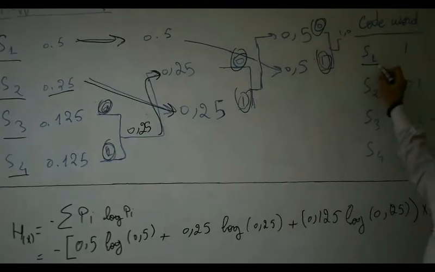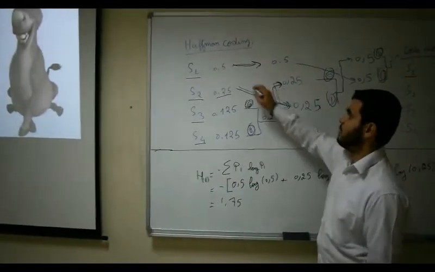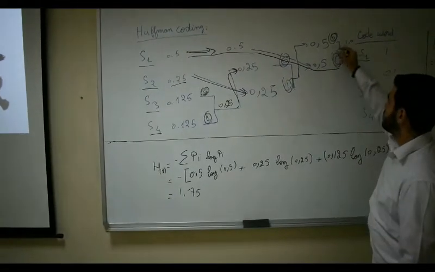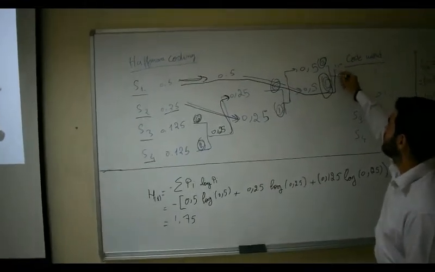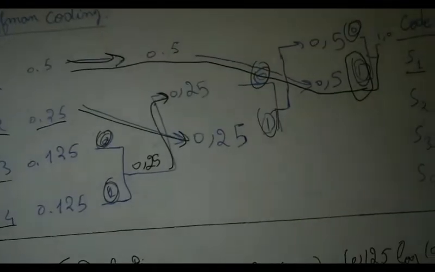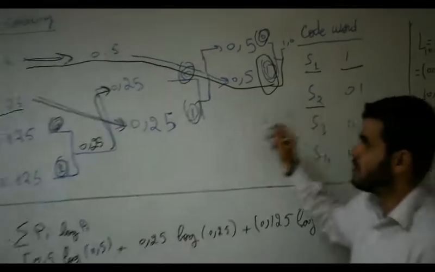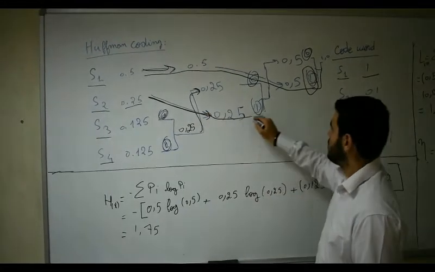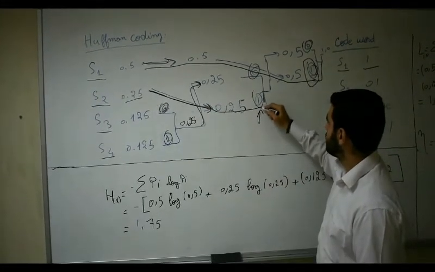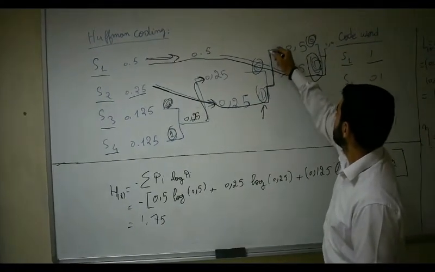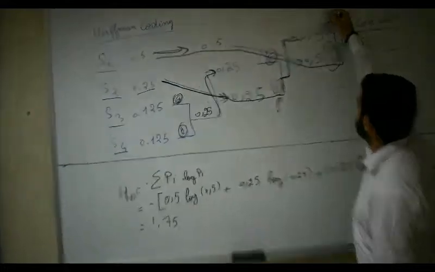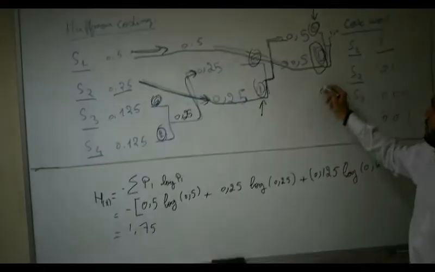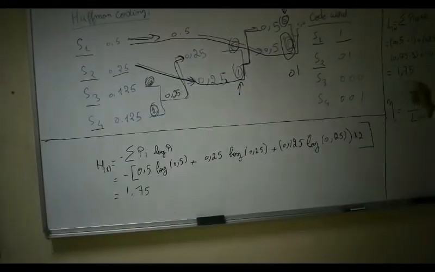And now we will compute the code words. First, S1: we will see the path of S1. Here there is 1 only. So the code word is 1. For S2, we'll start from here. We found 1. And we found 0. So we will write the code 0, 1 from right to left, and so on for S3 and S4.